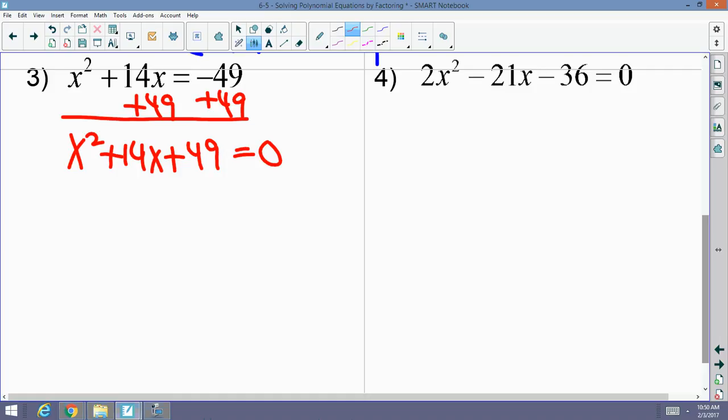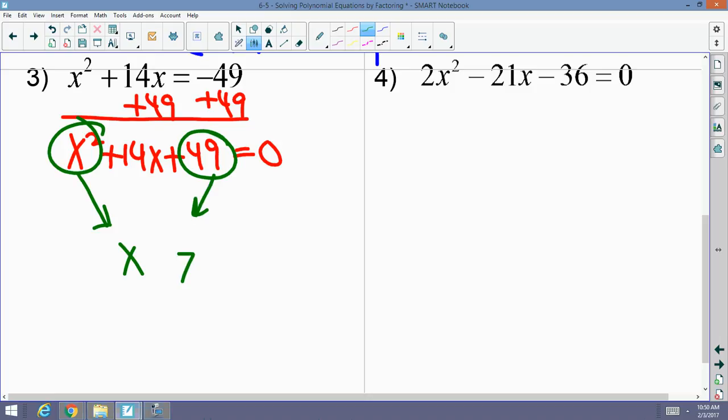Is this a perfect square? What is the square root of 49? What's 2 times x times 7? 14. Is this a perfect square binomial or trinomial? So that's squared equals 0.